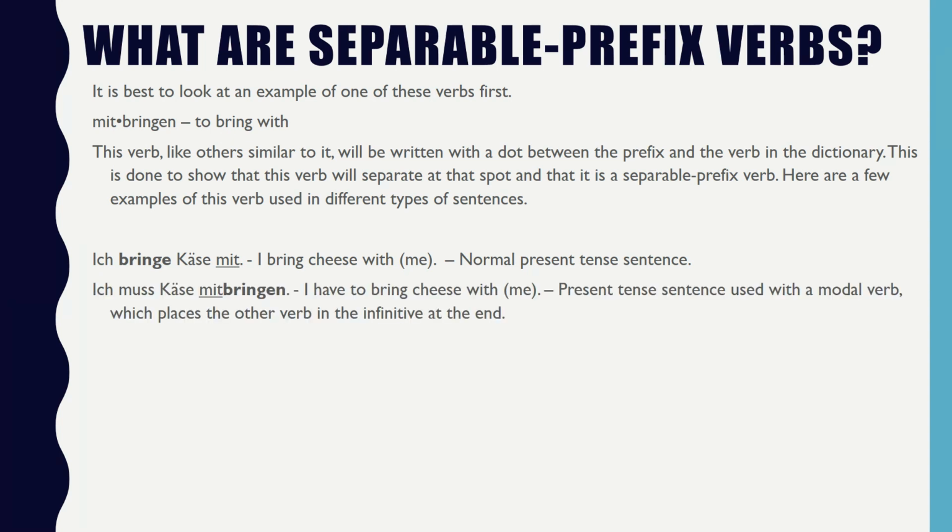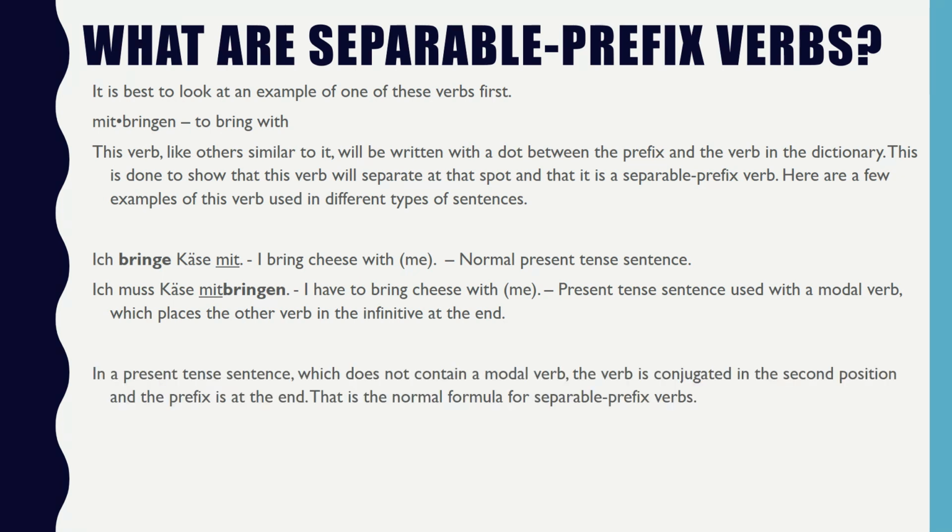Another example is Ich muss Käse mitbringen. I have to bring cheese with me. This is also a present tense sentence, but in this sentence you have a modal verb. The modal verbs kick the other verbs to the end of the sentence, and those verbs will be in the infinitive. The infinitive of mitbringen is mitbringen. That is why in this sentence, mitbringen is written as one word and at the end of the sentence. This is because we had a modal verb.